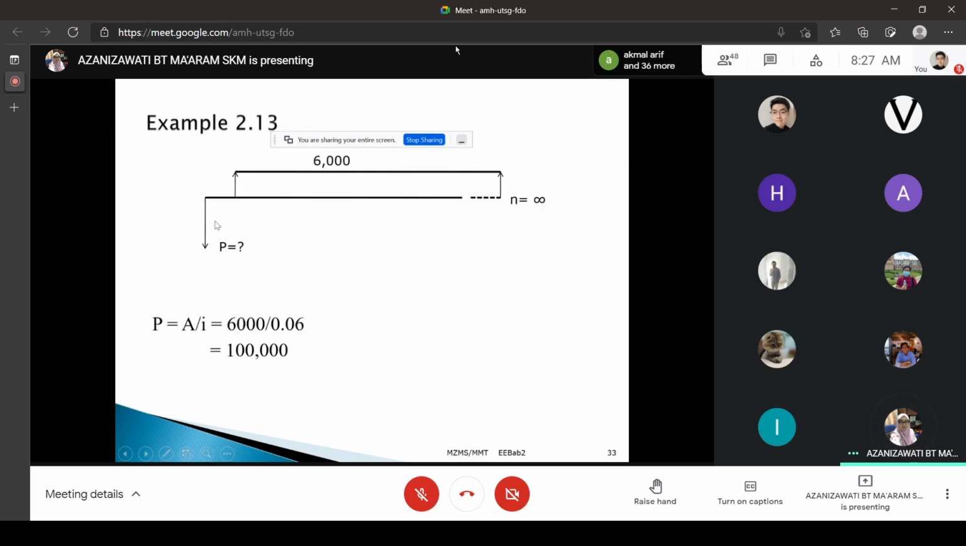For example, this one: they ask you to calculate the P value, the current value, how much investment we have to put for this project. And then for annually, they got 6,000. So N is infinity. So the P value is 6,000 divided by 0.06. Okay, so you will get 100,000.